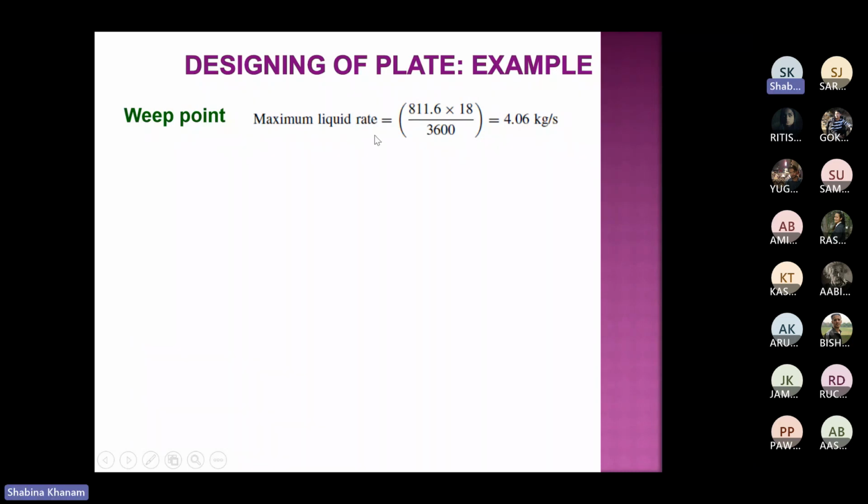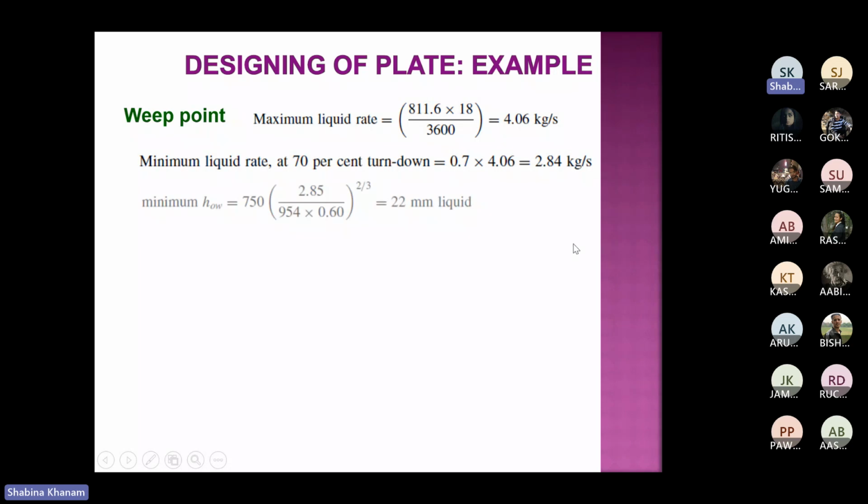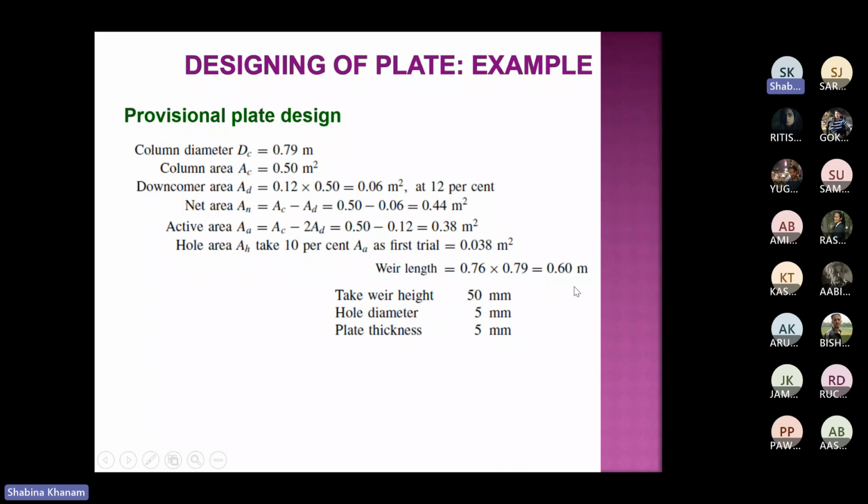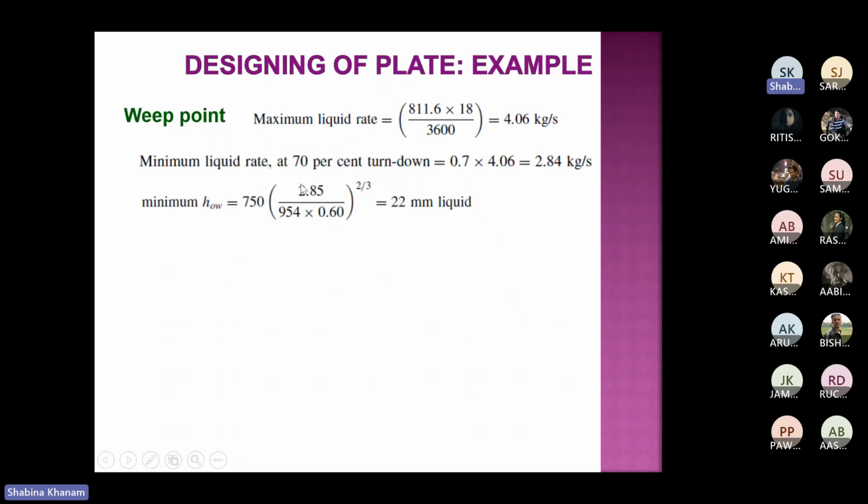So here we will consider the maximum liquid rate, and this is the LW prime, it is given. Okay, so maximum liquid rate 4.06 kg per second. Minimum should be 70% of that, right? 2.84, it is given. And we need to find out HOW, the crest height. Okay, that is 750 times LW by rho into weir length. Weir length we have obtained as 0.6 meter, right? So you need to consider that over here. Minimum HOW you can find as 22 mm of liquid.